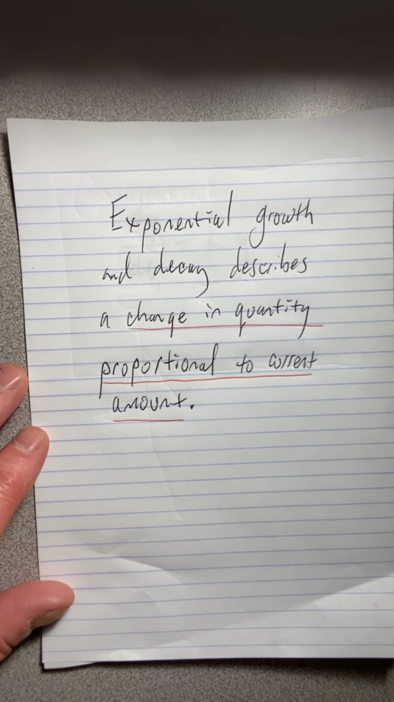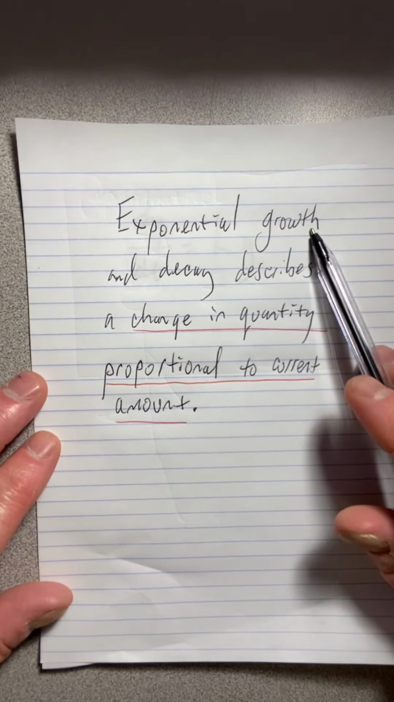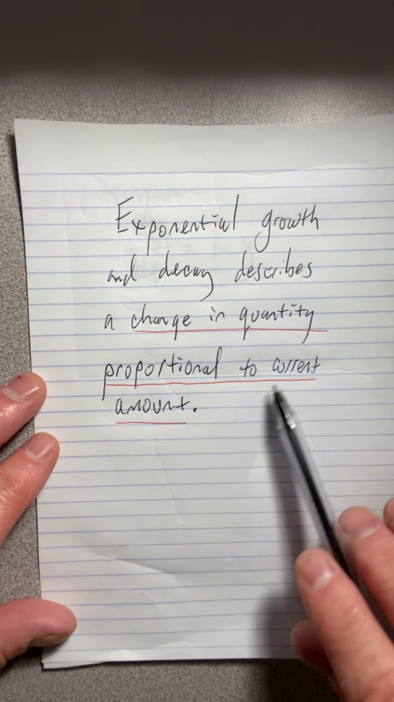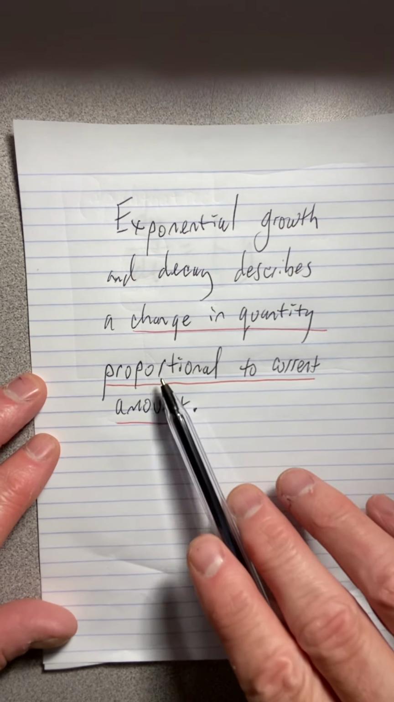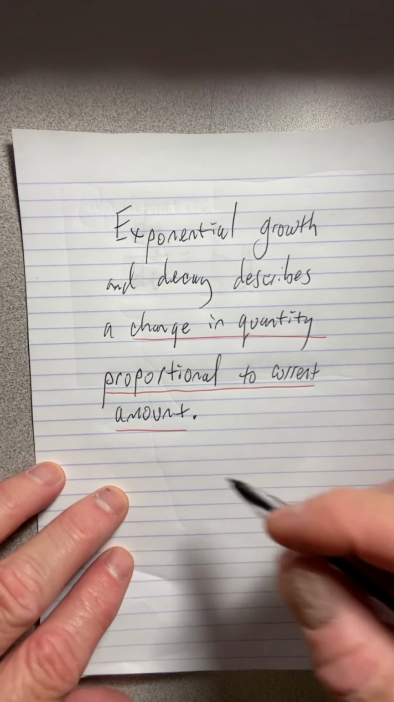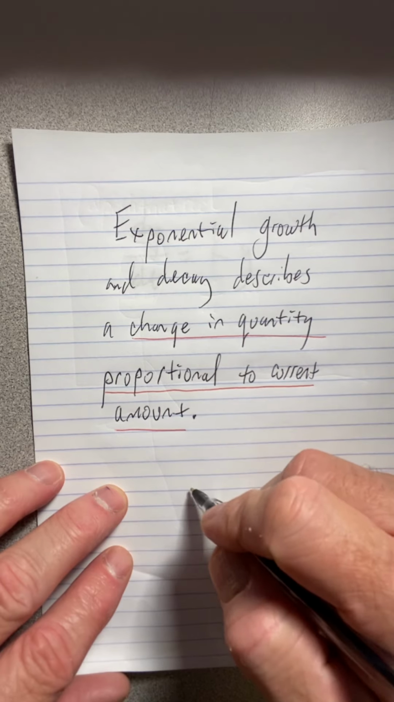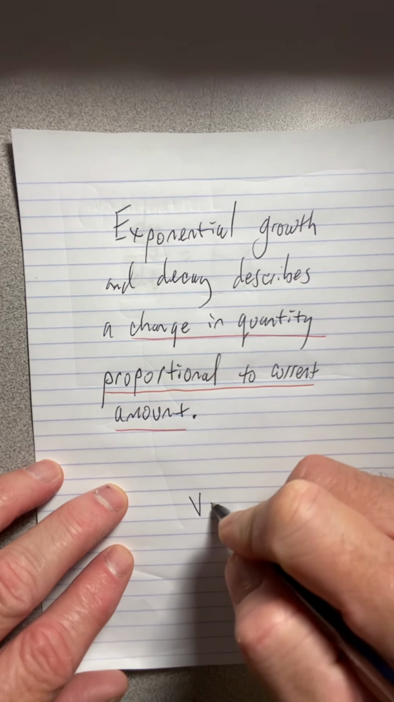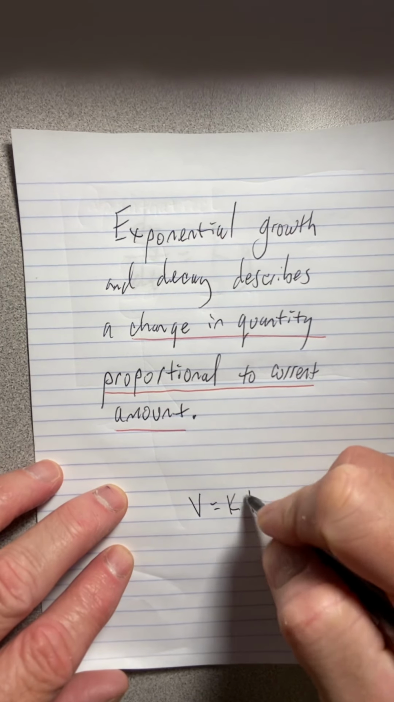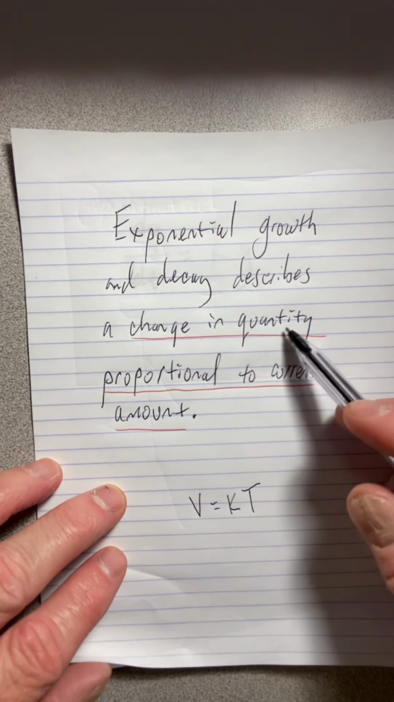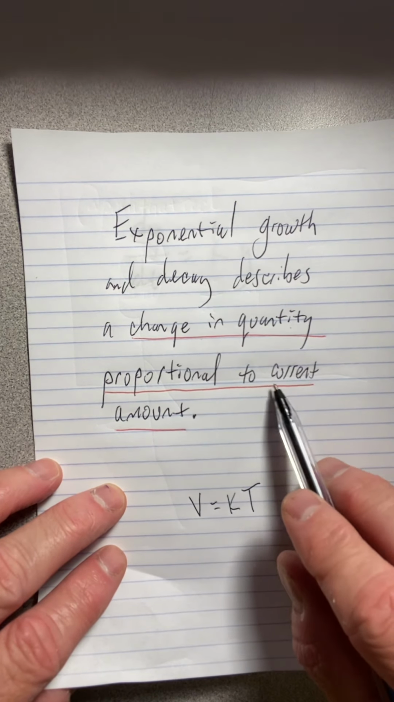So the definition is exponential growth and decay describes a change in quantity proportional to current amount. Proportional, that's something you learn in science. So if two things are proportional, you get this relationship. If W is proportional to, or volume is proportional to temperature, I don't know that it is, but say it was, then you'd get something like that. Okay, so this change in quantity proportional to current amount.